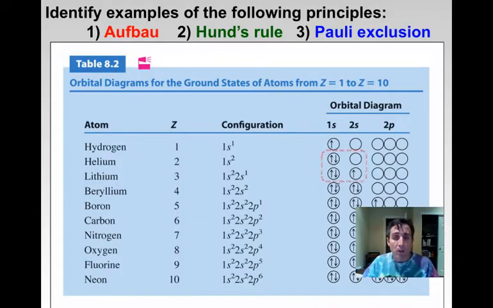So here are a couple of examples following the principles. Aufbau: fill the lowest energy levels first. Hund's rule: they're filling each orbital before they add a second one. And the Pauli exclusion: once they've filled all three, they have electrons with opposite spins, positive half and negative half.